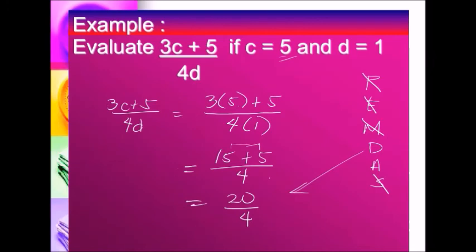So, now, we've already reduced the numerator and the denominator into one number each. Pwede na tayo mag-divide. Okay, so 20 divided by 4, both are positive naman. So, this one will be positive 5.